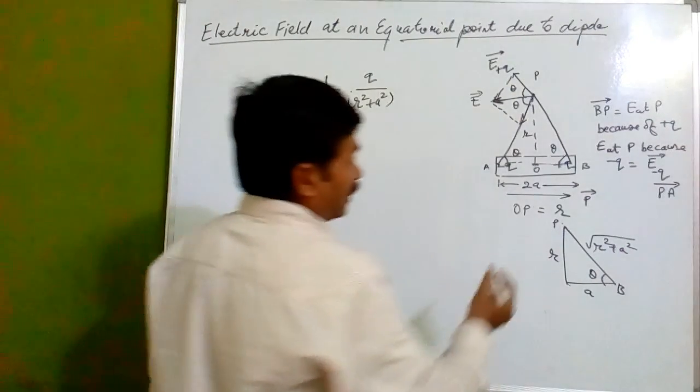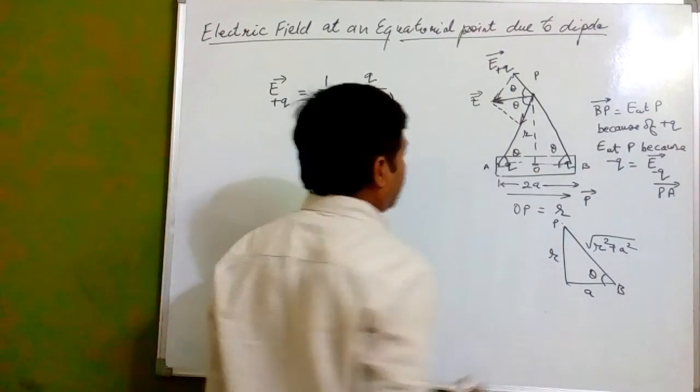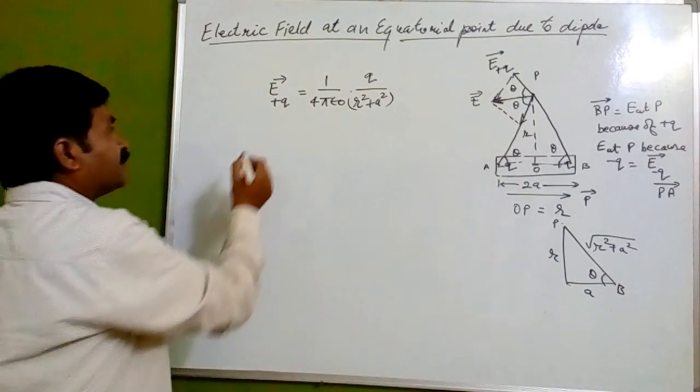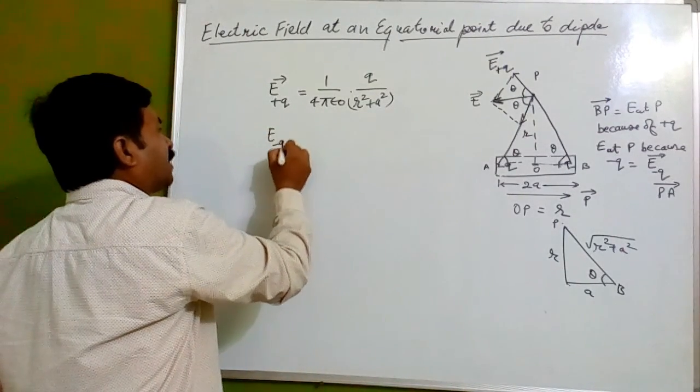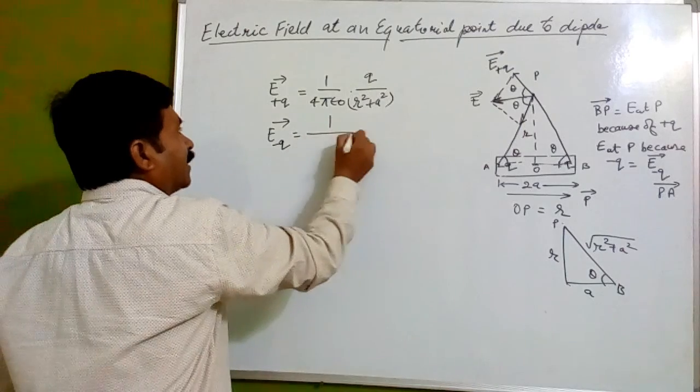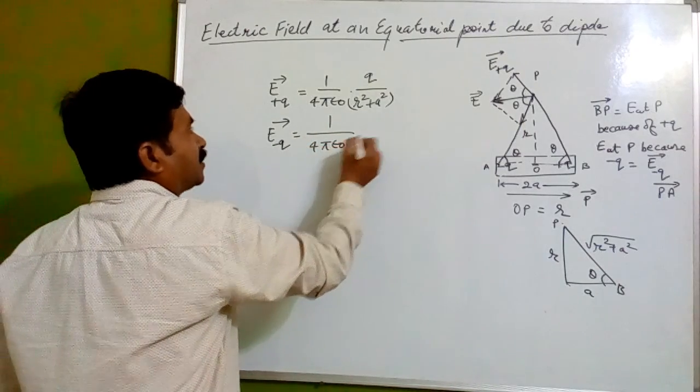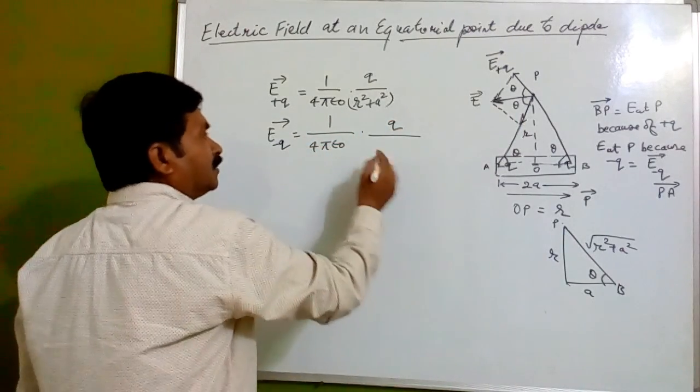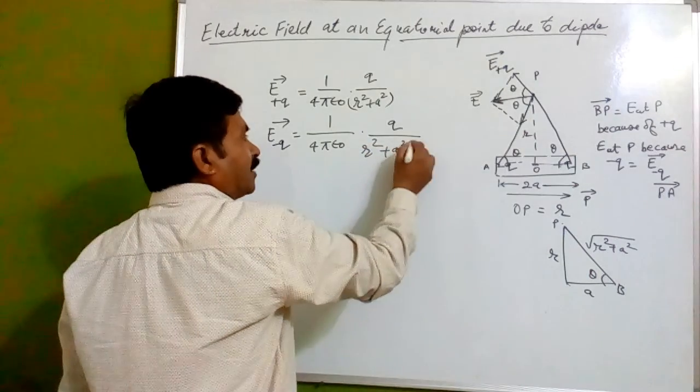Similarly, the same distance is here, so the electric field because of the minus Q charge at point P will be given by 1 upon 4 pi epsilon naught Q upon r square plus a square.